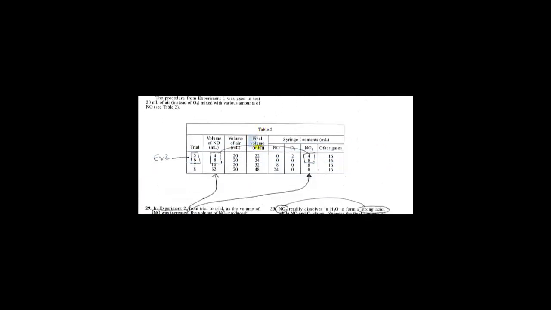Let's scroll on down and take a look at experiment 2, which will come from table 2. We look again at the same thing. The final volume, it's this column here, and then we're looking for the NO volume over here. Here is the final volume, 22. Is that completely converted? No, it isn't. It's 4, that's out. 24, 8, that's out. 32, 8, that's out. 48, 8, that's out. The only answer that works according to what the question is asking you is trial number 2, which is answer choice G. Remember, make sure you understand what they're asking you to do here.